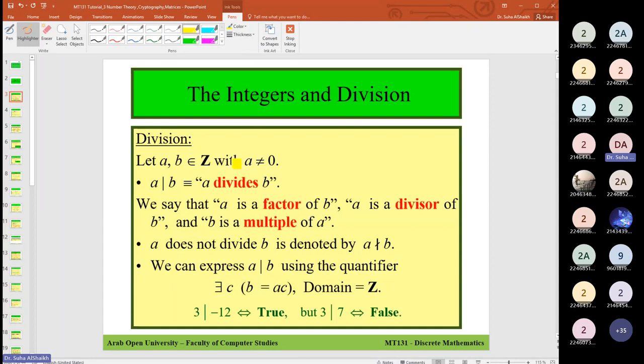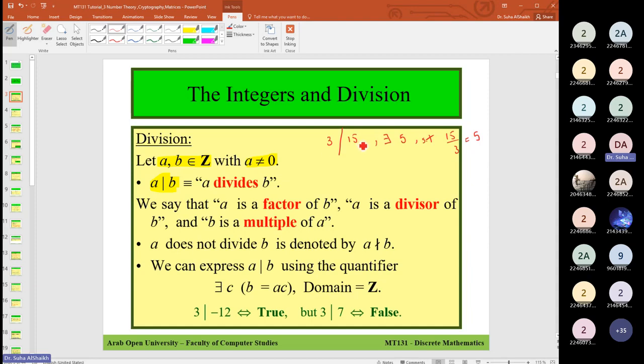integers and the division. What does it mean whenever we say that we have a number A divide a number B? As you can see, the numbers A and B, both of them are in Z, with the condition that A is not equal to 0. What does it mean when I say A divides B? For example, I can say that 3 divides 15. What does it mean? It means 3 divides 15. It means I can find a number, there exists a number, in this case it is number 5, such that 15 over 3 is equal to 5.